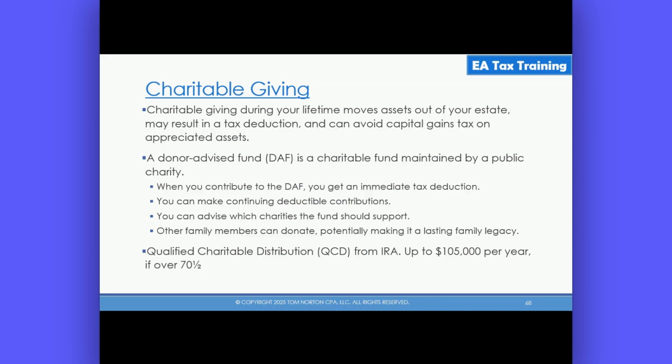Also, other family members can donate to this. It can become kind of a family legacy. It gets passed down generation to generation. You keep the fund going, you keep funding it, you keep funding your favorite charities, and it can be a great thing to do over time. Another thing you can do that we've talked about before is this qualified charitable distribution from an IRA. Again, it gets it out of your estate. You can do this up to $105,000 per year. And of course, you don't have to pay tax on the distribution from the IRA.